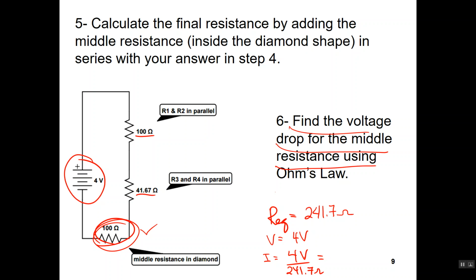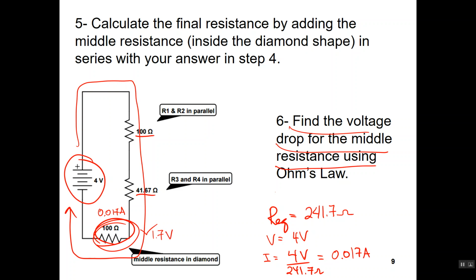Yep. Perfect. And so that's because these are all in series, you can say that that's the same current going through all of it. And now we can calculate the voltage drop across this one here. So it should be about 1.7 volts. That's our answer. Yeah.